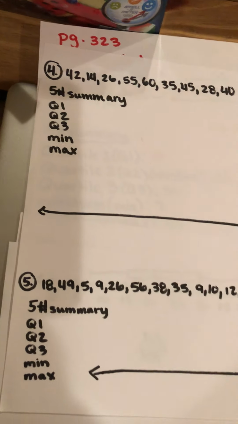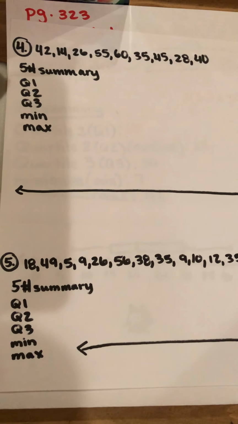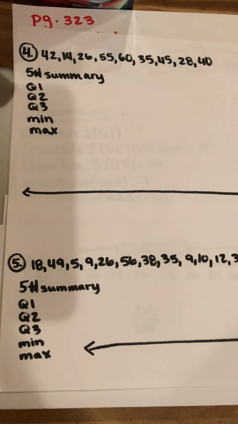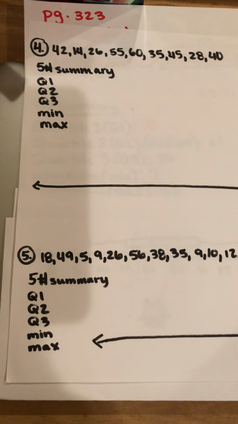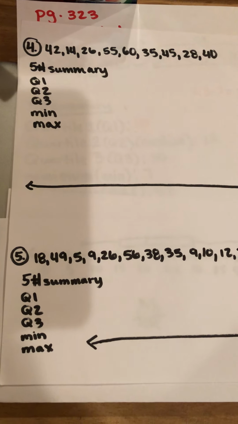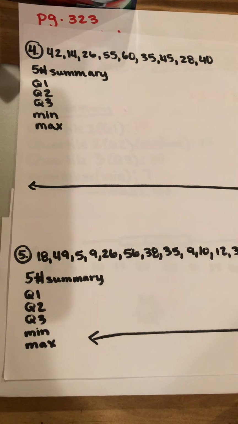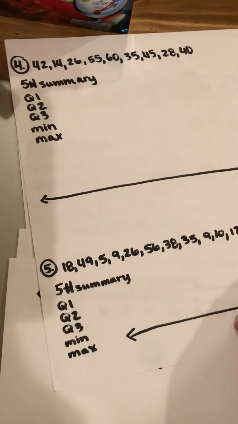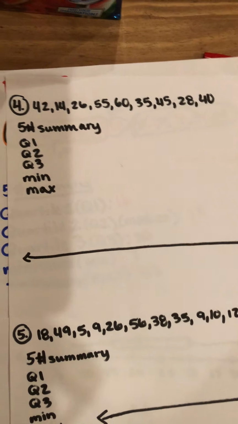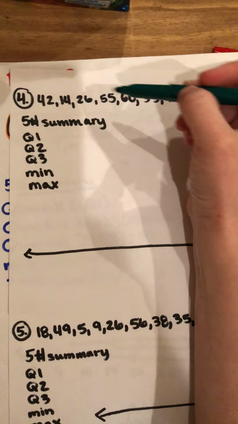Number 4 on page 325. It wants us to construct a box and whisker plot to represent the data: cost of haircut in dollars at local salons. So the first thing that you're going to do when you're given data, and I have not done this already, is order it from least to greatest. So I'm going to take this data and order it from least to greatest.